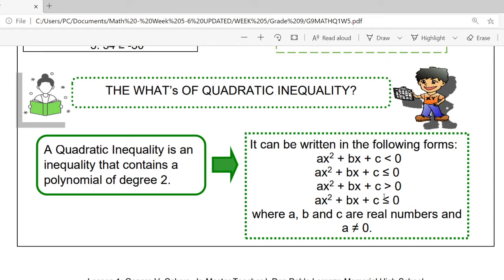Please take note of the correction wherein A, B, and C are real numbers and A must not be equal to 0. Why? Because if A is 0, this is not anymore in quadratic form. So that is already linear.